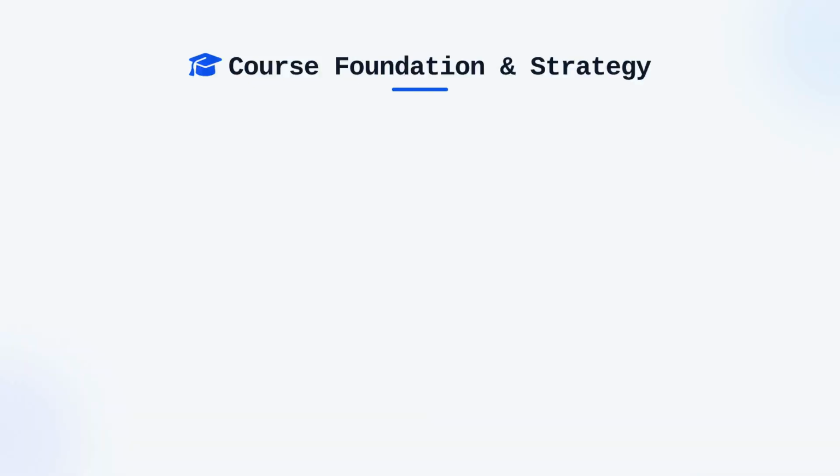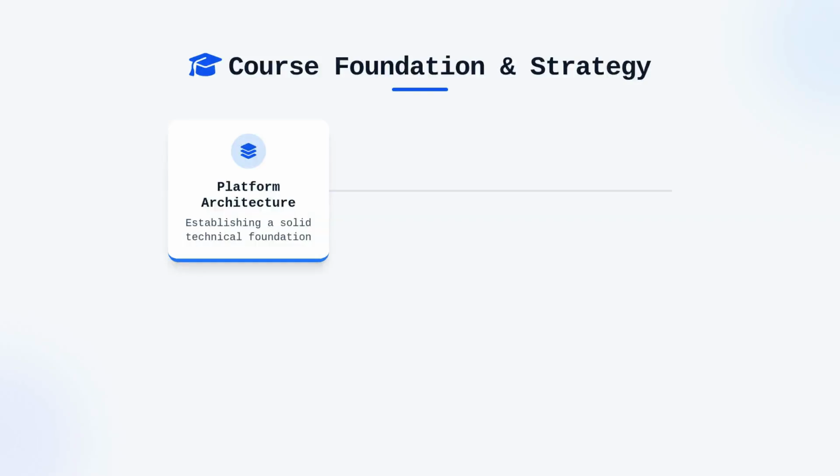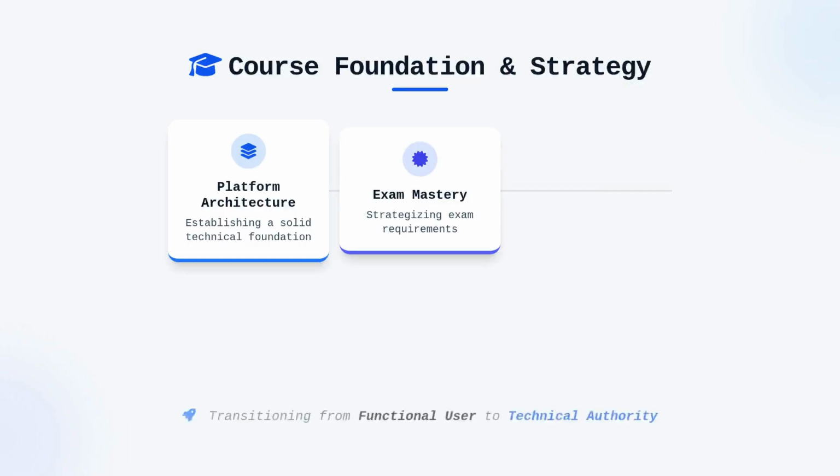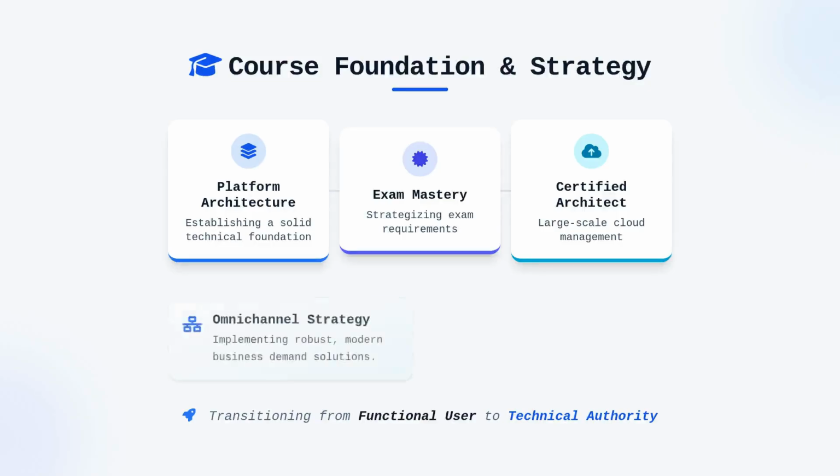In this opening chapter, we will lay a solid foundation by exploring the platform architecture and outlining exactly how we will approach the exam requirements. This course is designed to transition you from a functional user to a certified architect capable of managing complex, large-scale cloud contact center environments. By mastering these modules, you will gain the technical authority needed to implement robust omni-channel strategies that meet modern business demands. We focus on high-impact configurations, ensuring that you not only pass the certification, but also acquire the practical skills required by top-tier organizations.